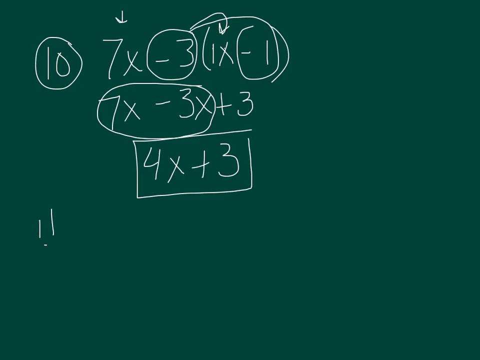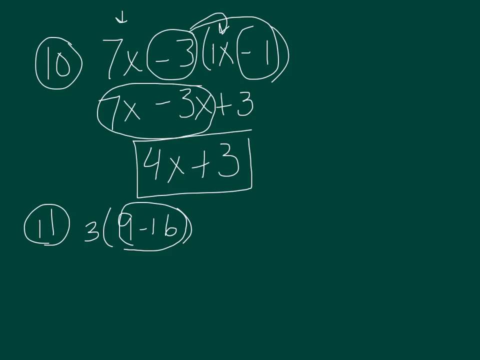And number 11 says evaluate. Just solve it. 3 times 9 minus 16. And this is really order of operations. You could do distributive too. It's the same thing. But I would do it here.